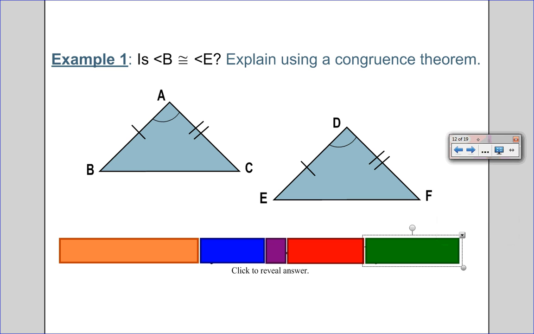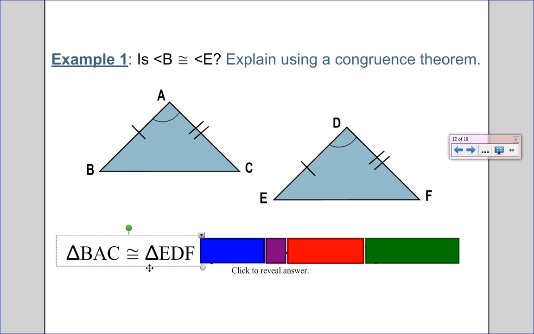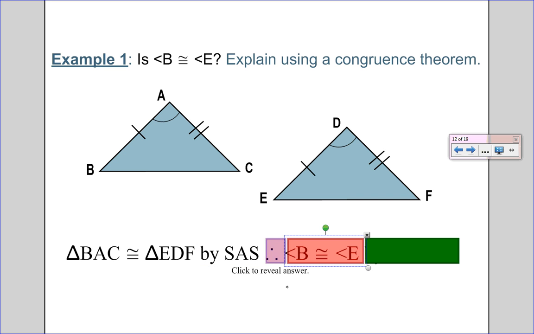So, is angle B congruent to angle E? Well, it doesn't tell you anything right off the bat about those, so we can compare them. We can see that we have side angle side. So triangle BAC is actually congruent to triangle EDF by side angle side. So that means that angle B will be congruent to angle E because corresponding parts of congruent triangles are congruent.